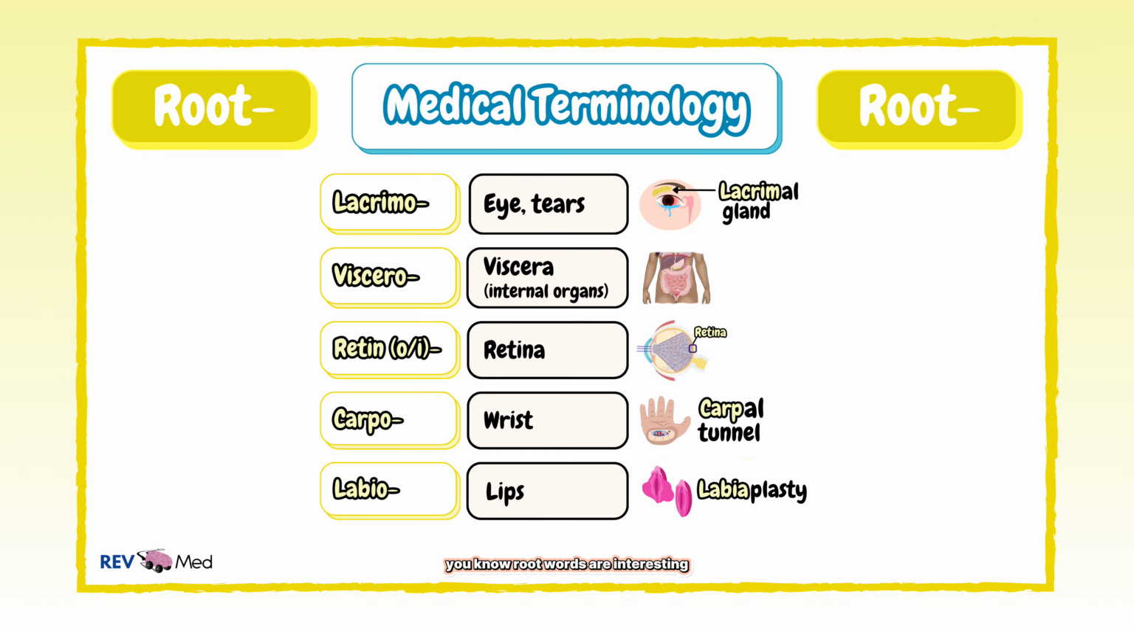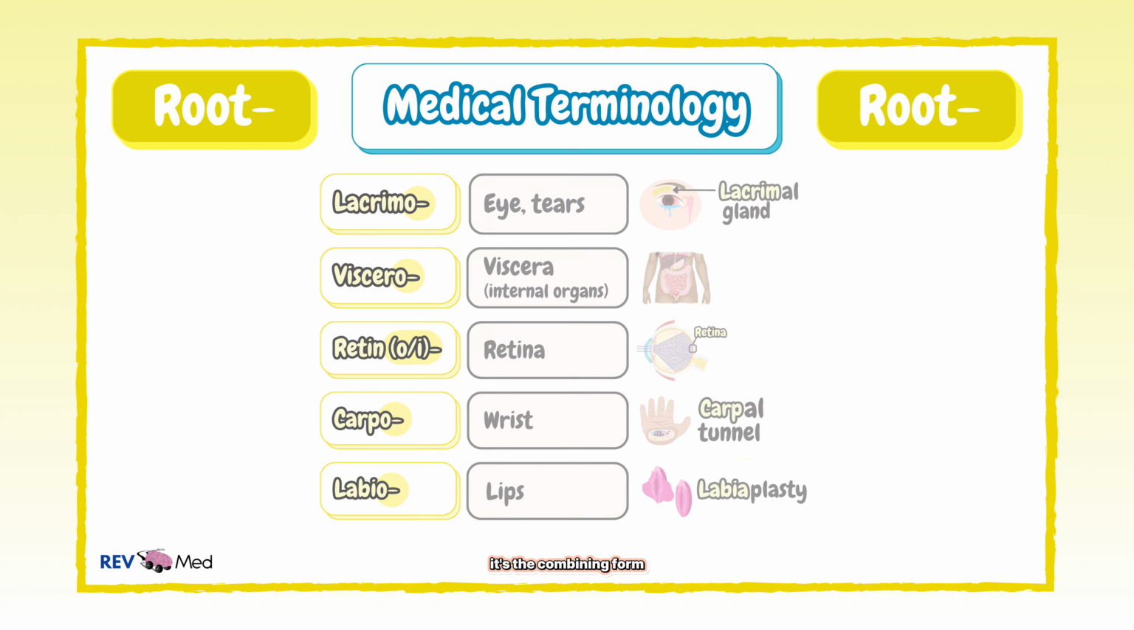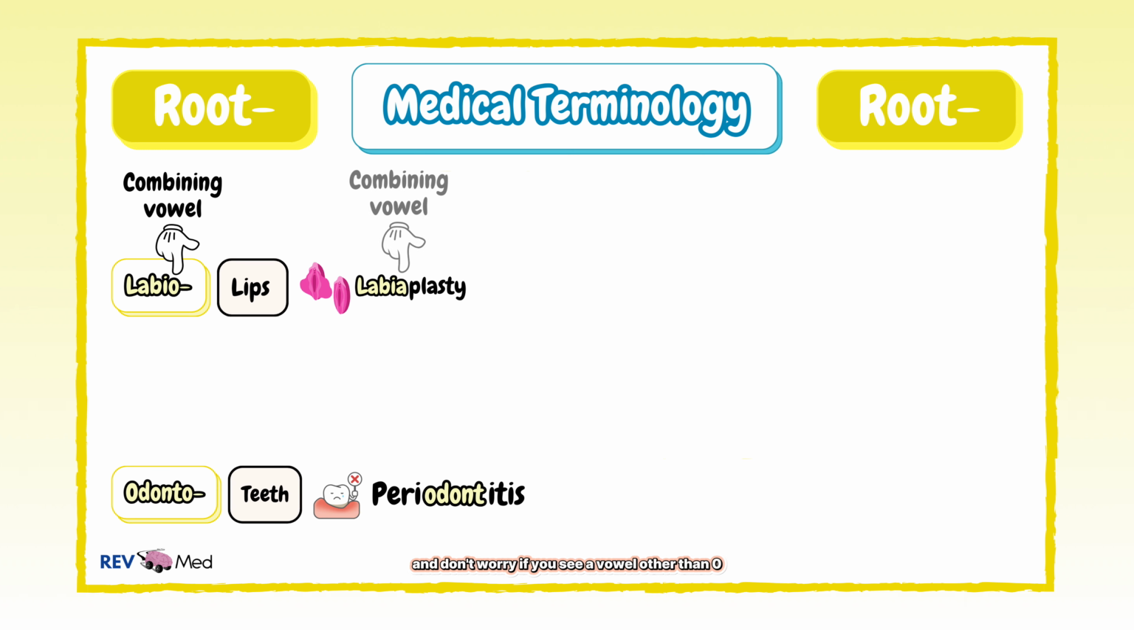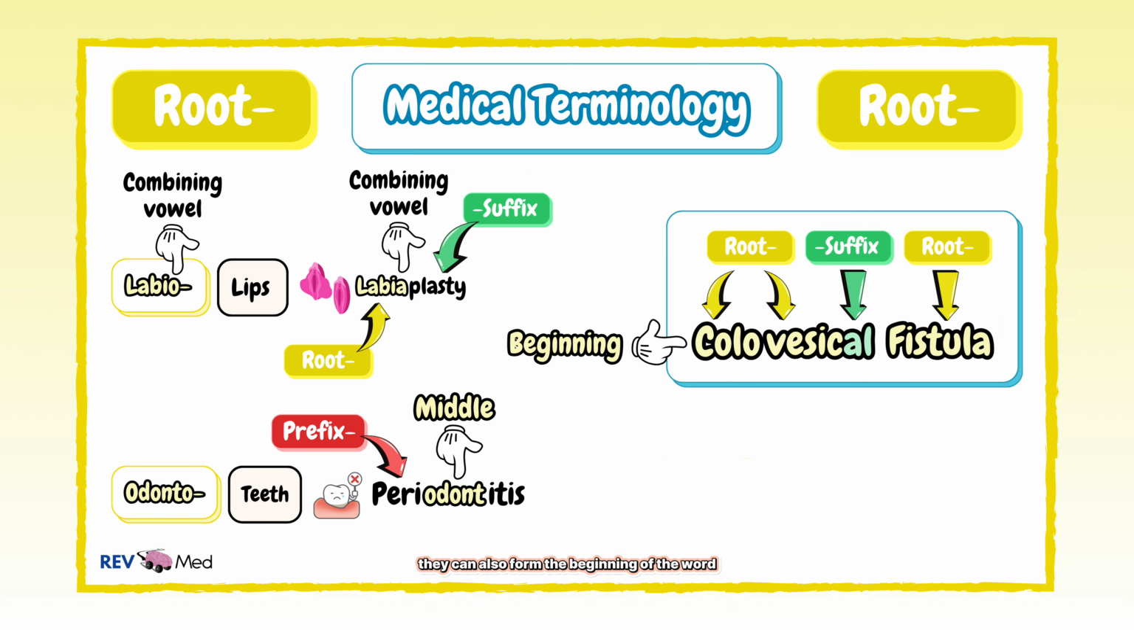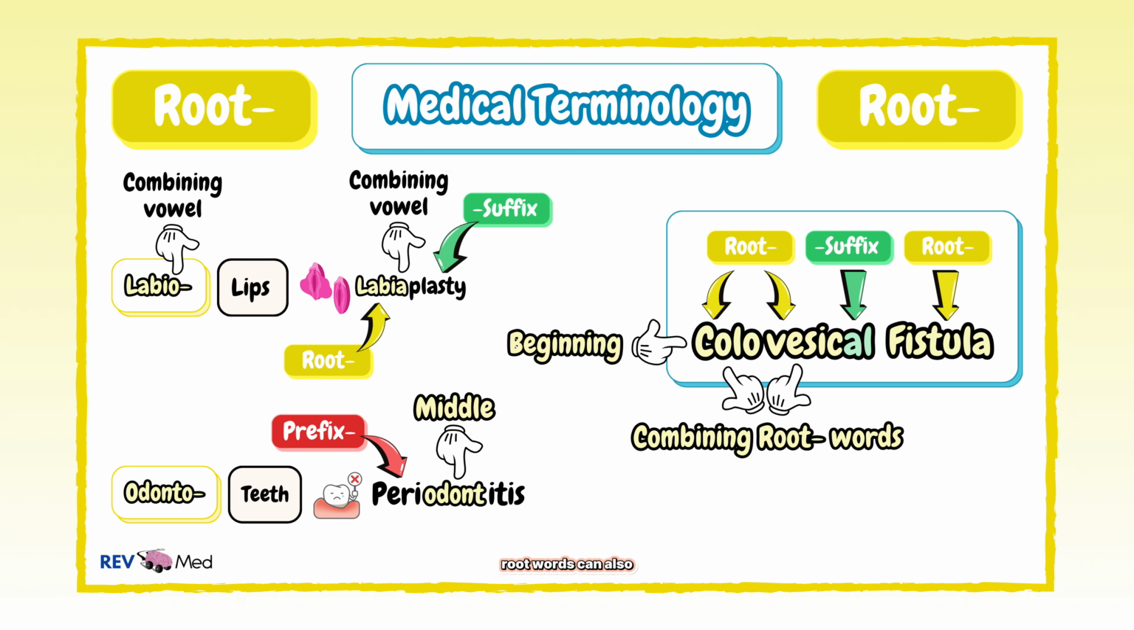You know, root words are interesting. You'll see a lot of them ending in O, and this is so we can easily pronounce them. It's the combining form. And don't worry if you see a vowel other than O. It serves the same purpose. It's a combining vowel. They all combine the root word to the suffix, and even combining a root word to another root word. Also, do notice medical root words are not always stuck in the middle of the word. They can also form the beginning of the word if there isn't a prefix. When there is a prefix, the root word is in the middle. Like we just said, root words can also combine with another root word in the term.